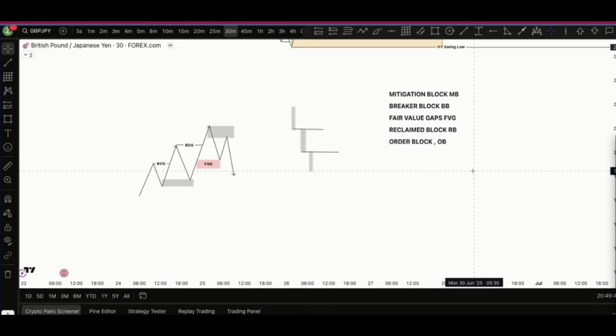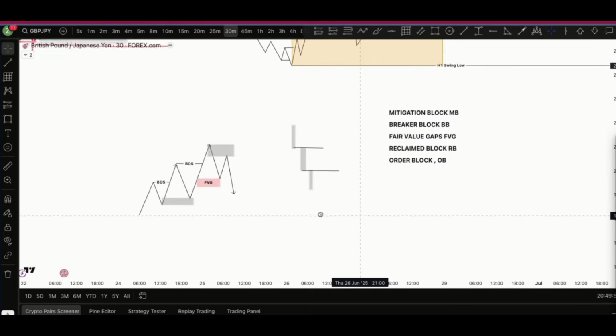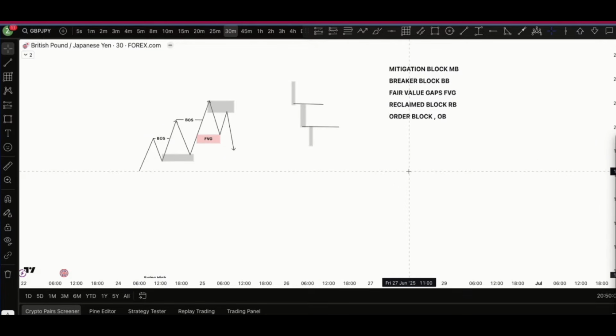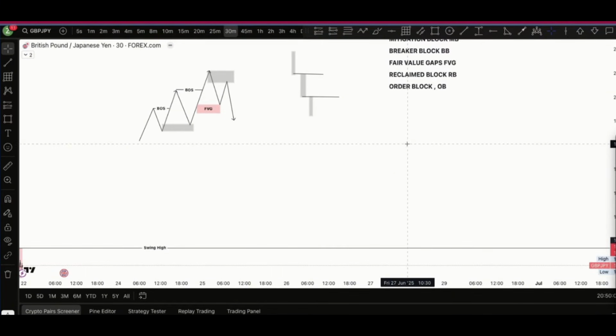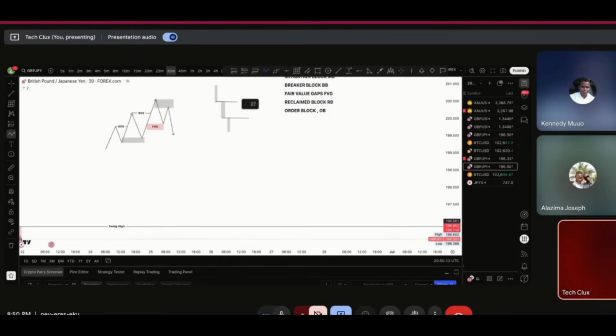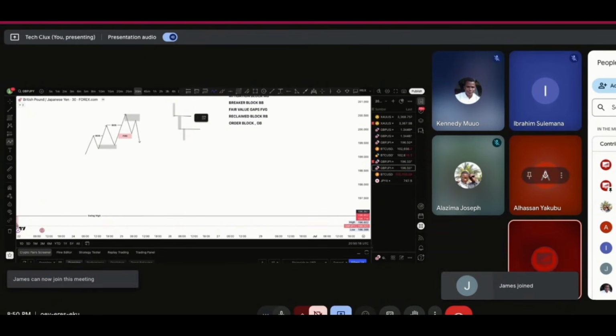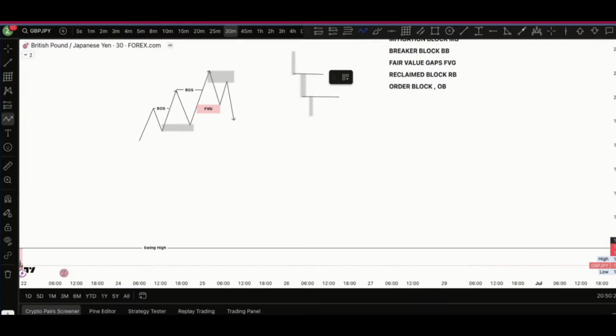So sometimes you can draw your zone, your order block, waiting for it to come and mitigate on gold, and then it will come and mitigate the breaker block and then leave you. So let's explain what a mitigation block is, and then we go to breaker block, the order blocks. Then from here we now move to the live chart. Are we together? Okay. So a mitigation block.